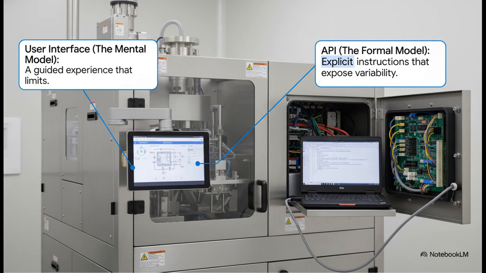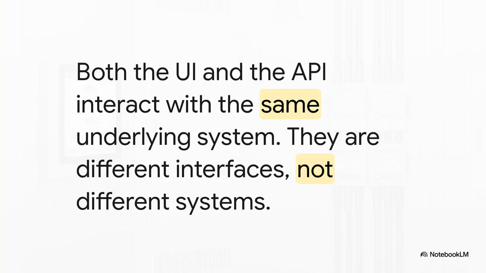And here's where it all connects. The user interface is the mental model. It's that simplified, guided experience with the training wheels on. The API, on the other hand, is the formal model. It exposes all the system's real variability, and in return, it demands explicit instructions from you. And here is probably the most common point of confusion we need to clear up. We are not talking about two different systems. The UI and the API are simply two different doors into the very same system.